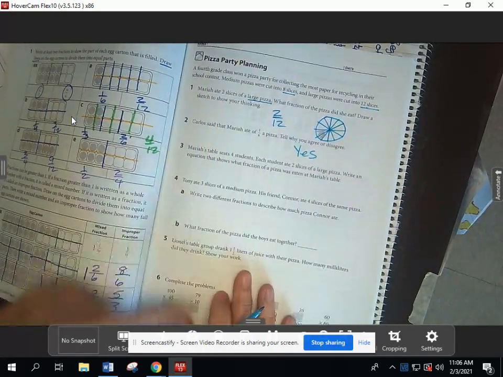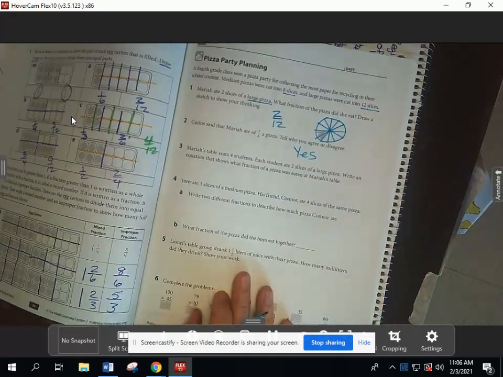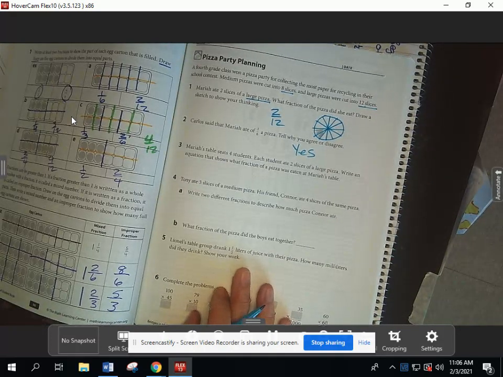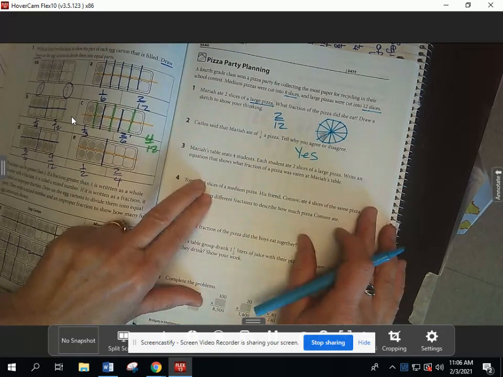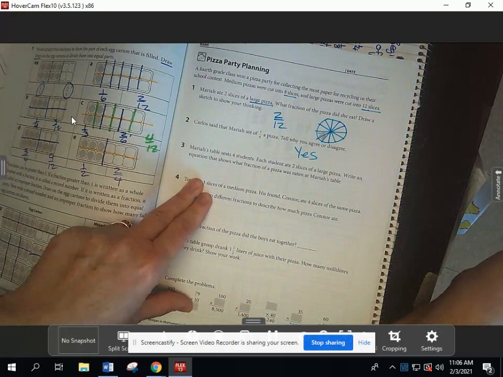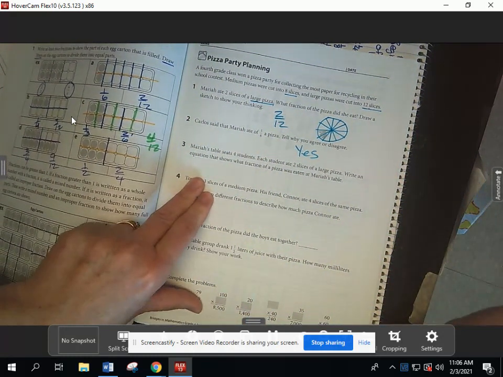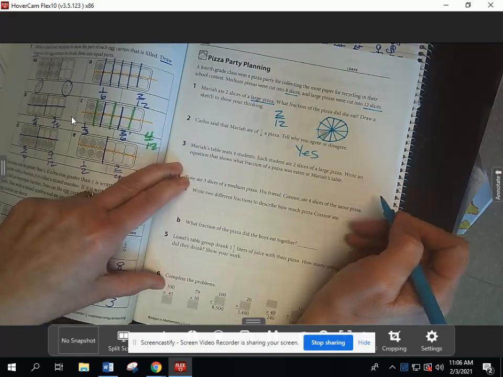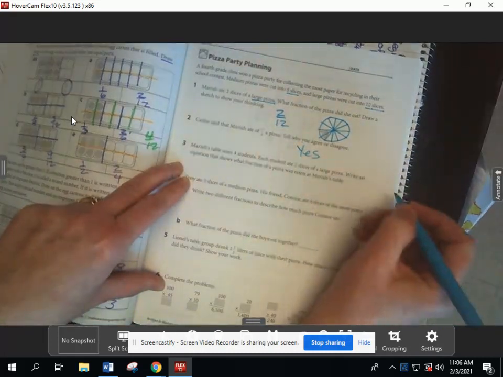Okay, looking at number 3, Mariah's table seats 4 students. Okay, just like Anna's table in front here. So we'll use Anna's table as an example. Each student ate 2 slices of a large pizza. Yeah, they're all happy about that. Write an equation that shows what fraction of the pizza was eaten at, we're changing this to Anna's table.